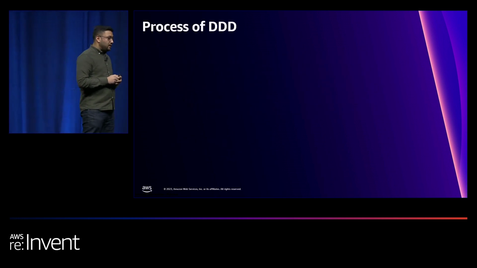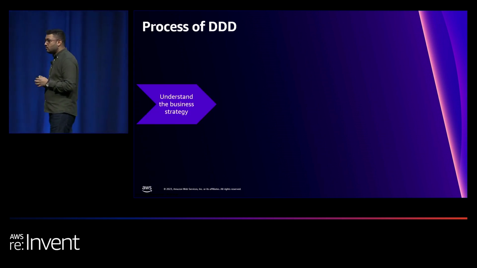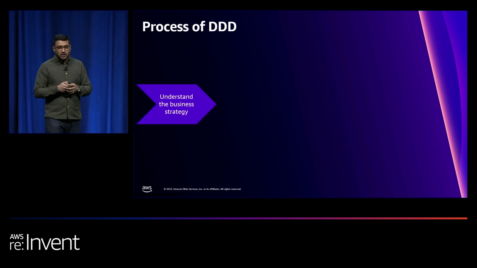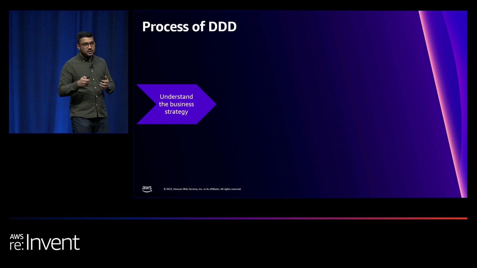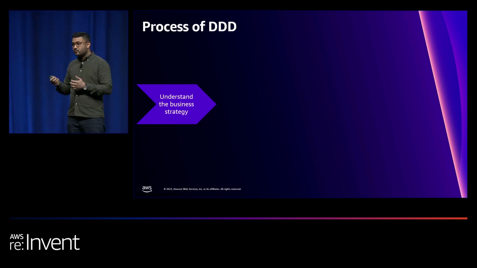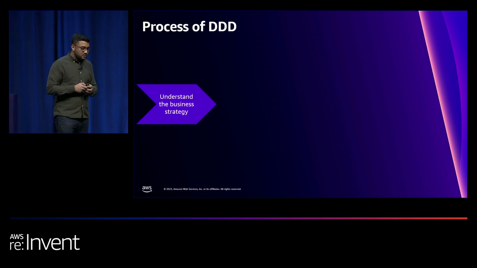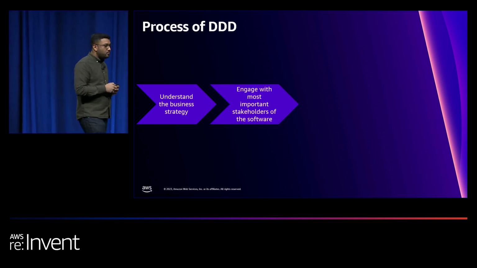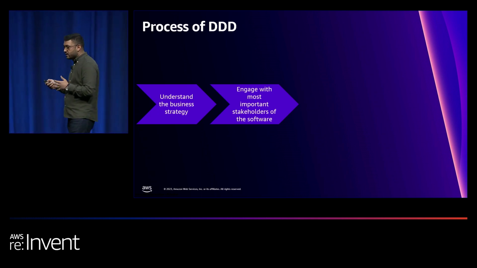So at a high level, domain-driven design is a 4-step process. The first step is you look at your business strategy. It's quite obvious, I know. But understanding the business strategy is really imperative. Where is the business going next? What are the components of your business where applying technology is going to add value to the business? Once you identify those components, you're going to engage with the most important stakeholders in those particular areas.